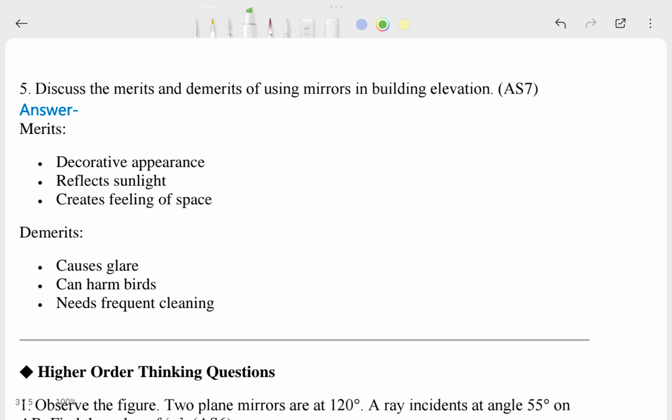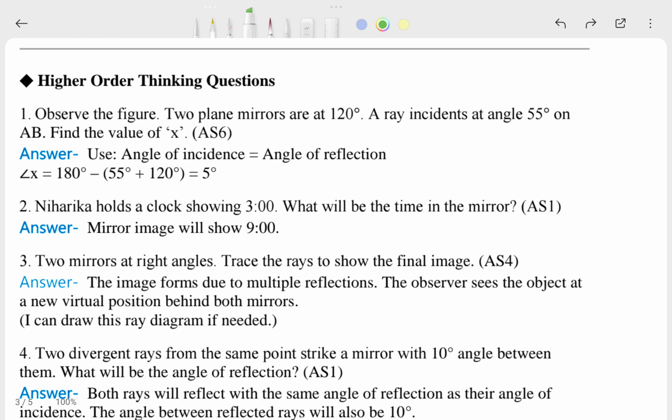In the fifth question: discuss the material and determine the use of mirrors in building, evaluation. This is the answer here. If it is clear, I will go to the higher order thinking questions. The first question is: observe the figure, two plane mirrors at 120 degrees, a ray incident at an angle of 55 degrees on AB, and find x. You have to find x.